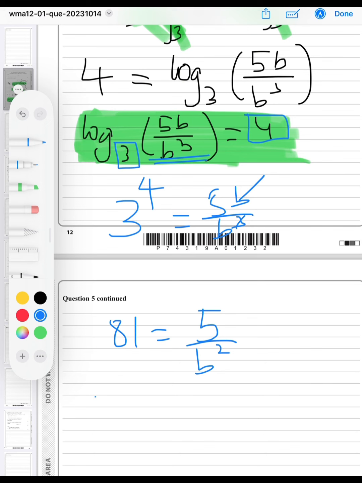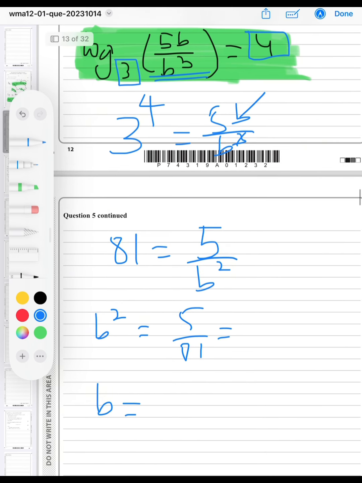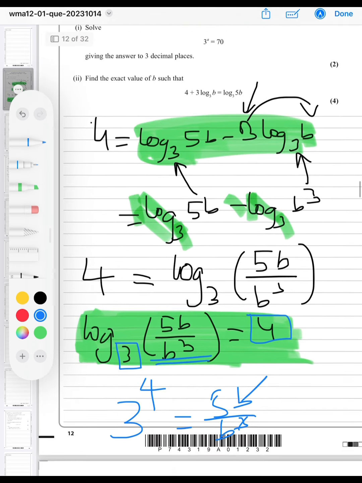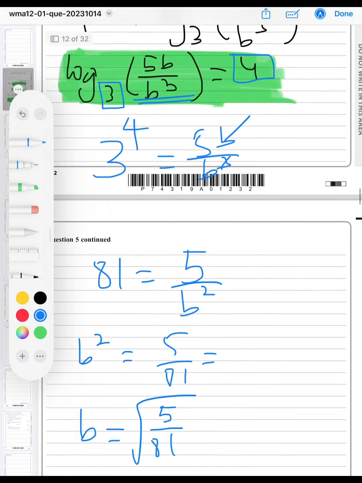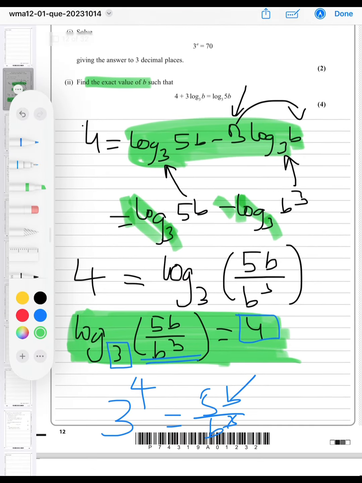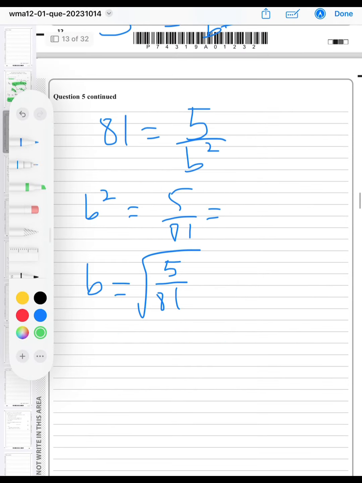So b square equals 5 upon 81, and then taking the root of this, it will turn to root 5 upon 9. And they didn't ask for any restrictions here, like decimals, so we can write it like this. They asked for the exact value, so the exact value is this. We have to write it like this whenever they ask for the exact value. So this question is done now.